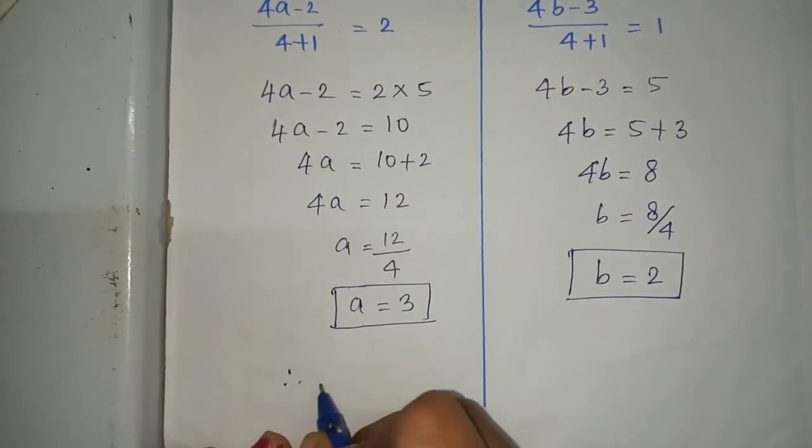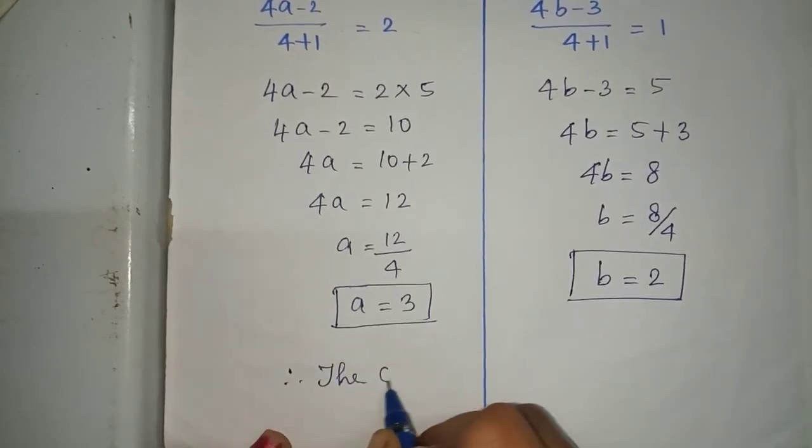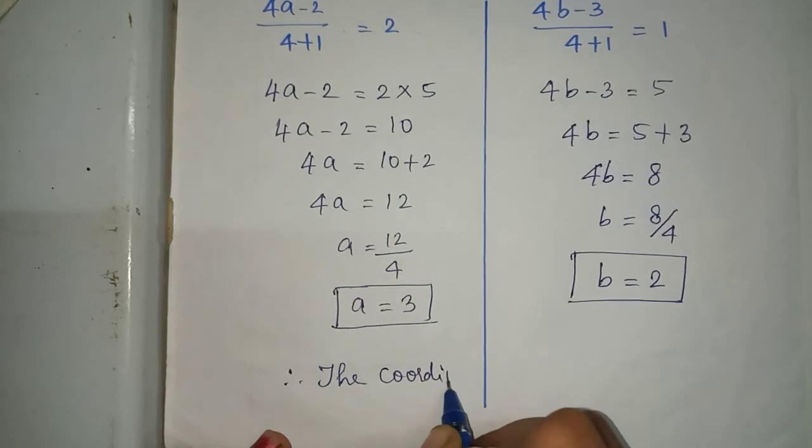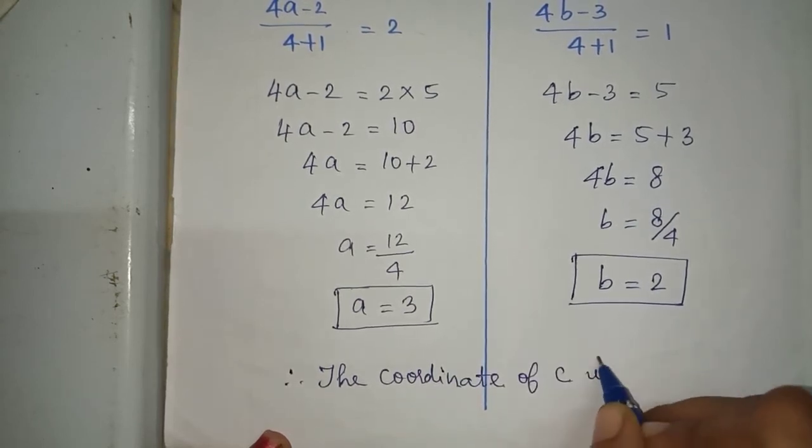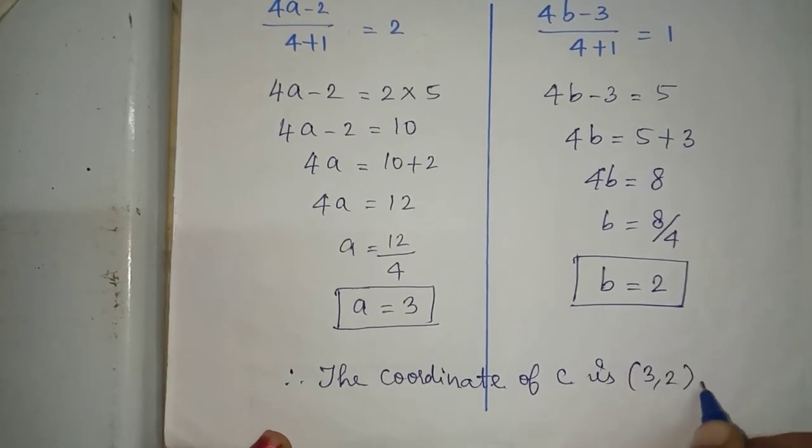So, therefore, the coordinate of C is 3, 2.